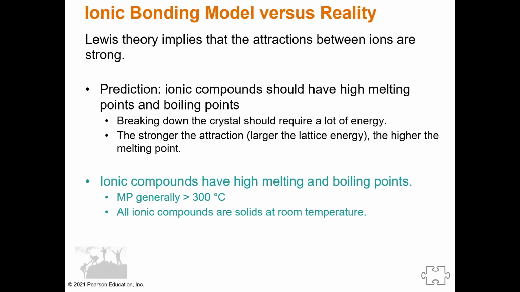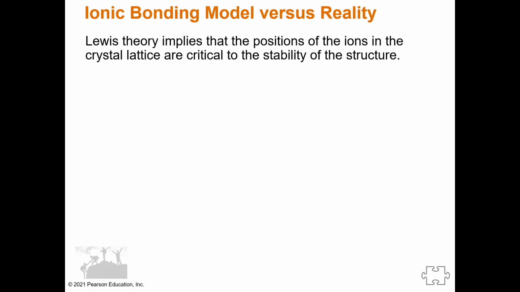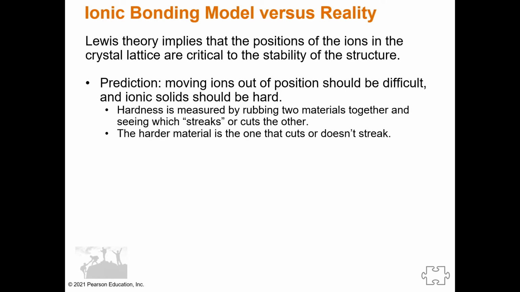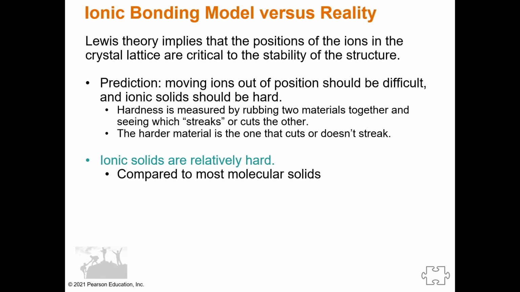It is true. Melting points for ionic compounds are very high. And the attractions between positive and negative ions are so strong that all ionic compounds are solid. They're in the solid phase at room temperature, which is about 20 degrees Celsius. Because of lattice energy, it would be extremely difficult to move these different ions out of place. So in other words, these ionic compounds would be extremely hard. And in reality, that's what we see.